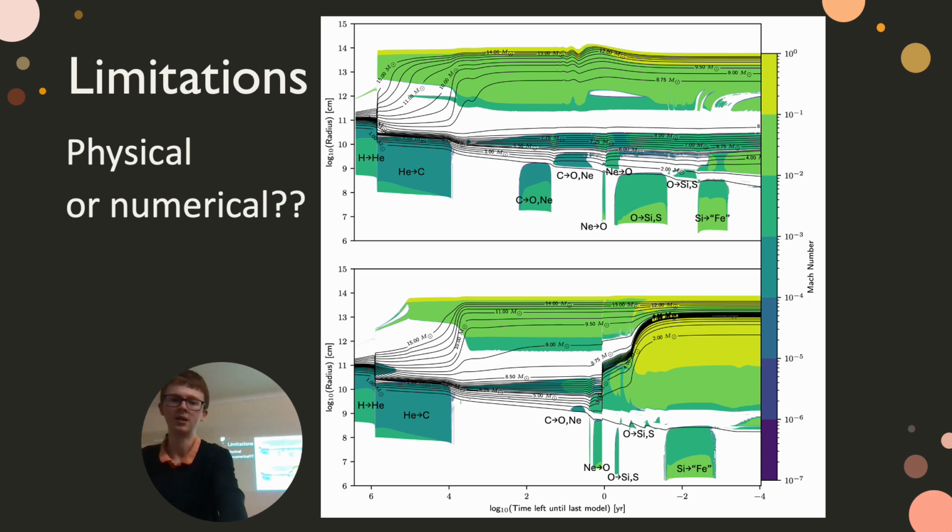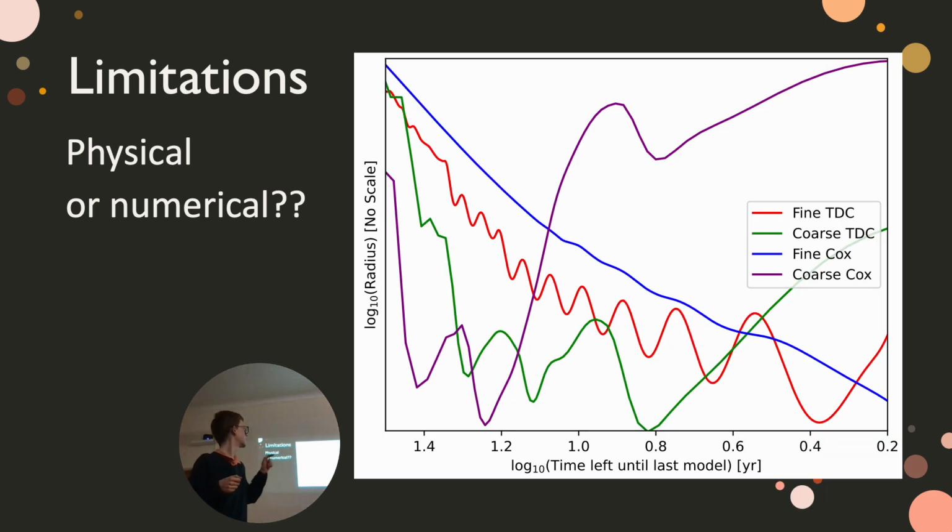But you can't really see this thing going on here. Well, actually, it is going on. If you zoom into the radius, you can see the red line here is fine. Fine is high resolution, a long time to run, many models. Same thing again, but one's Cox without the fluid, and then one is TDC with the fluid equations, or the approximation to. And then these are the coarse models.